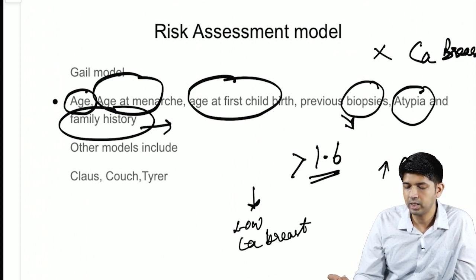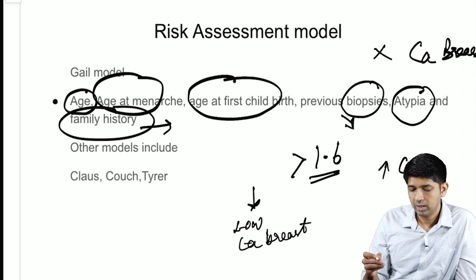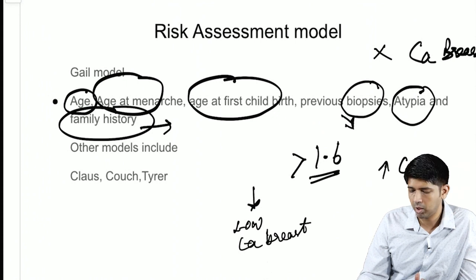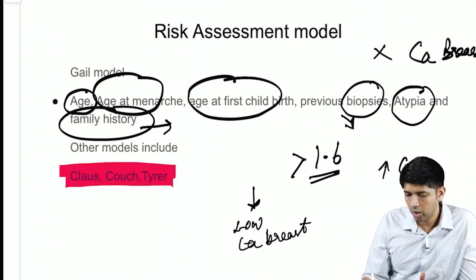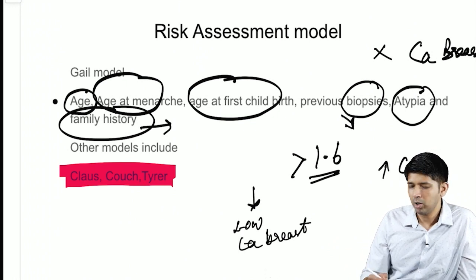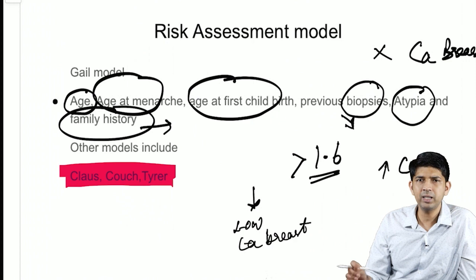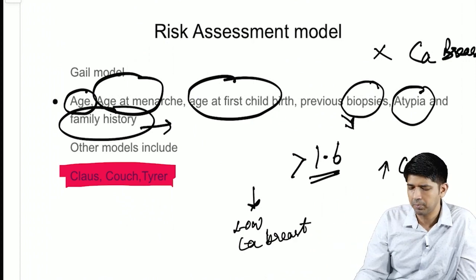Alright, again, this is more or less just for theoretical purpose, and they might ask you this in your viva. Now, this is the Gail's risk assessment model. There are other models called the Claus model, the Couch model, or the Kaiser-Cusick model. In all of these, it's more or less the same components where they take out one component, add another one, and call it a different scoring system.